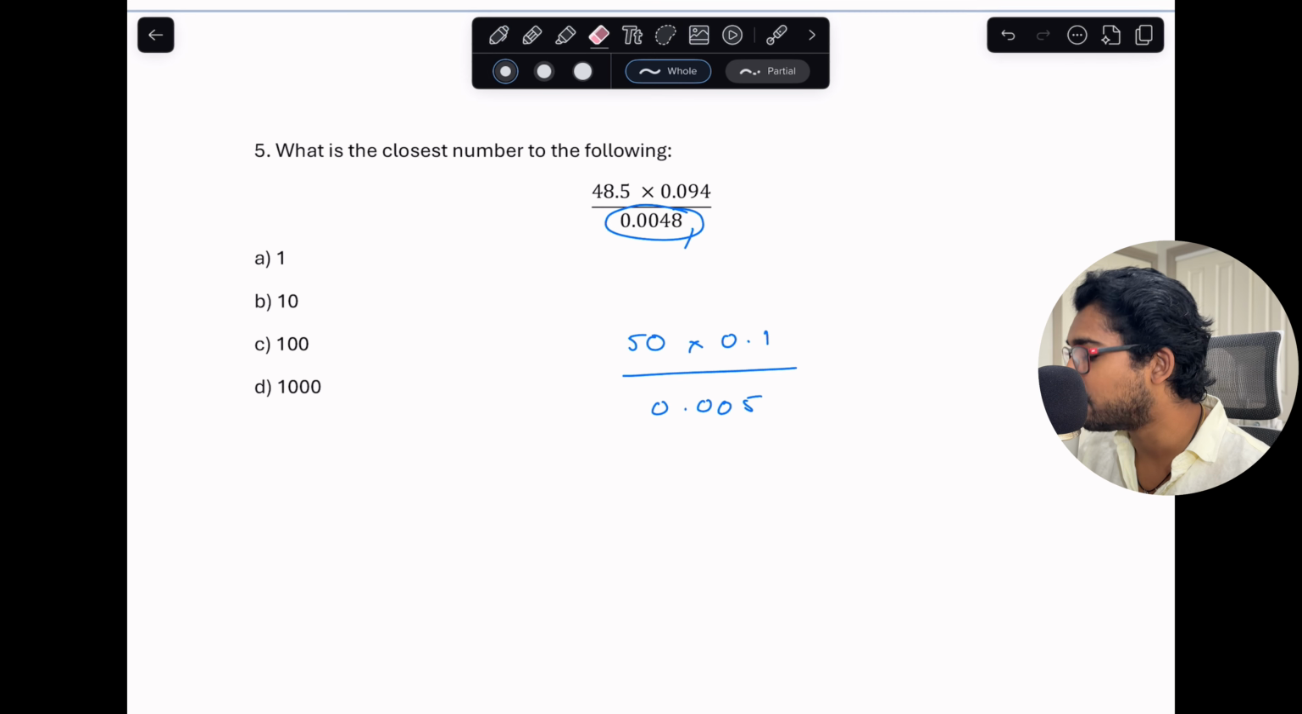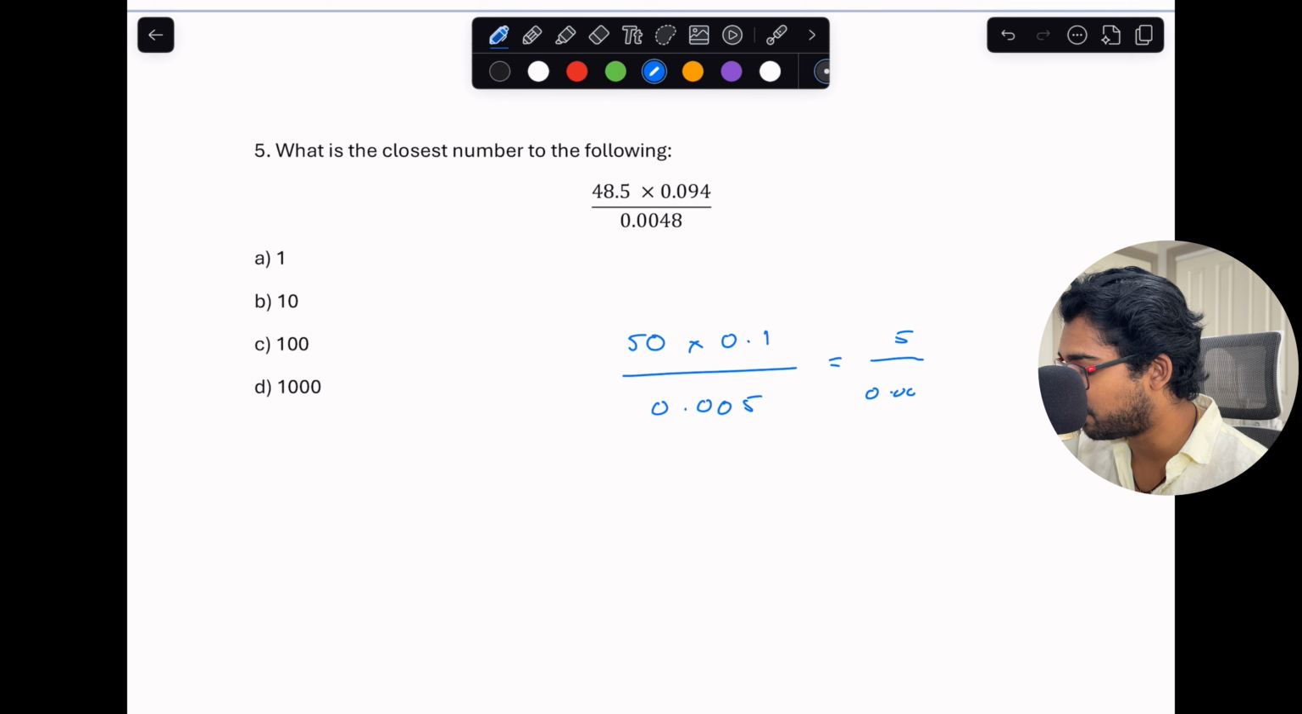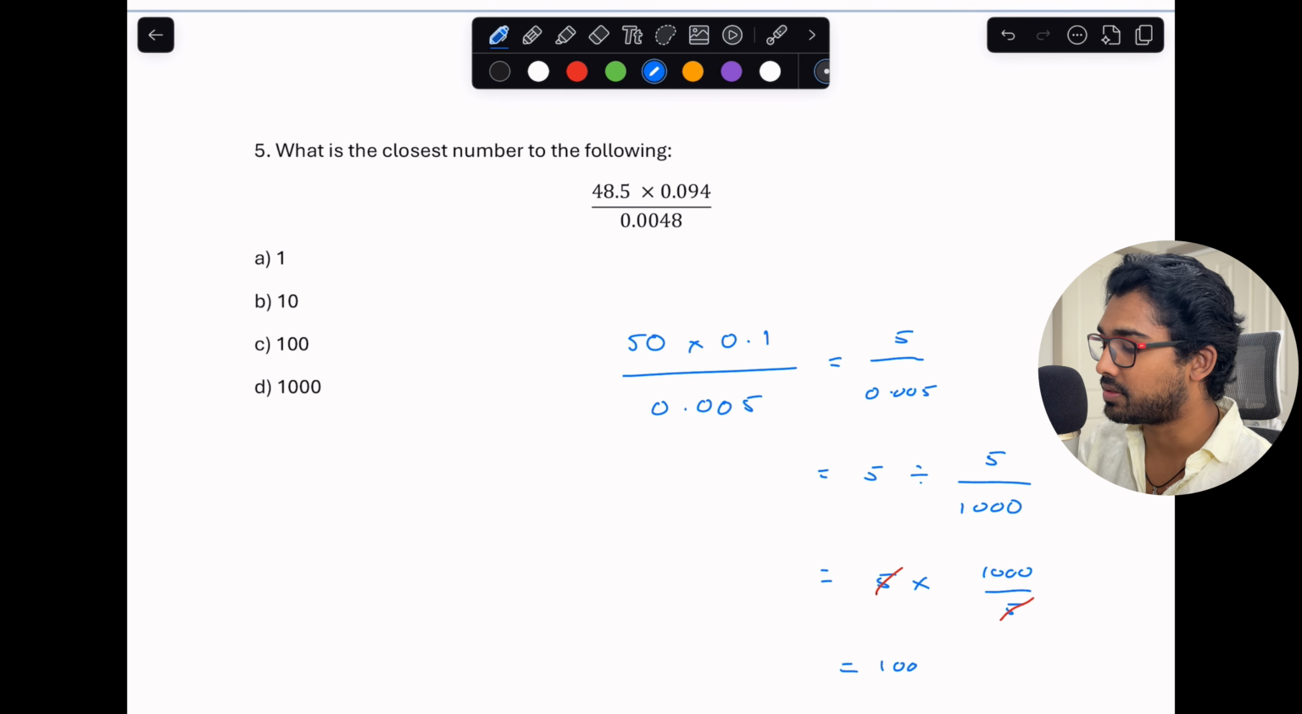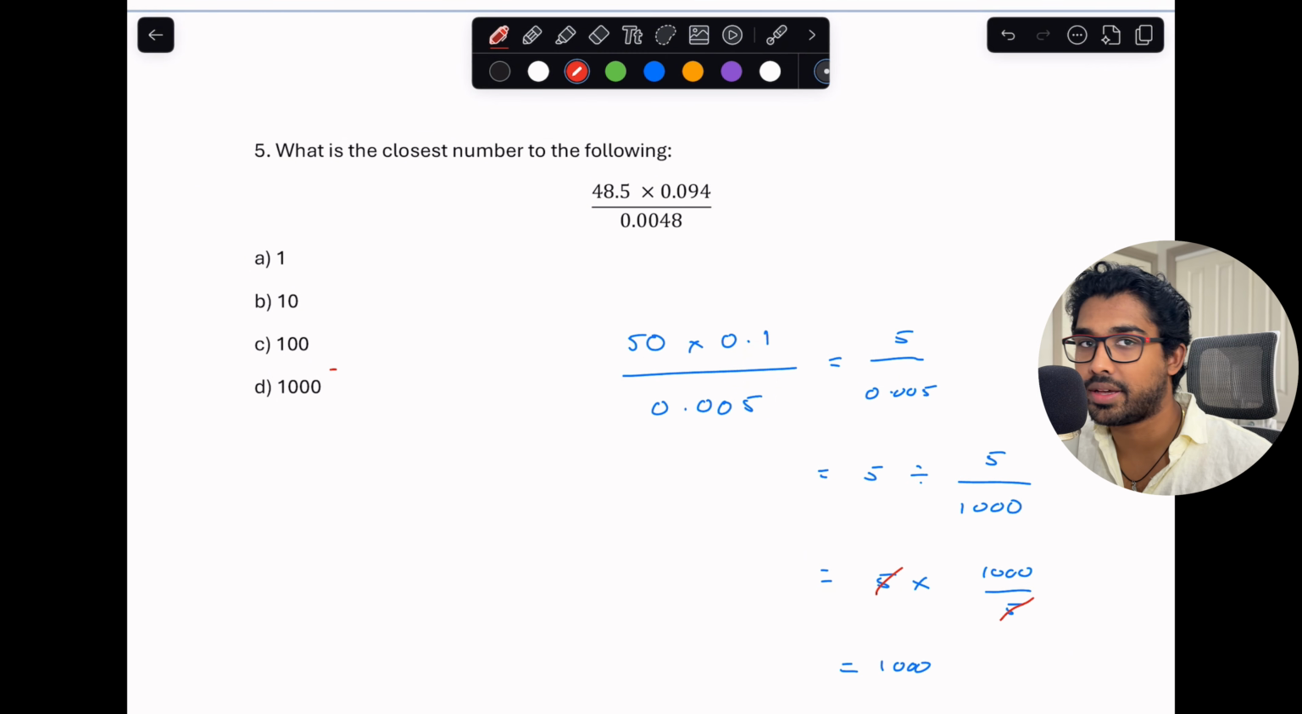Then I'm going to solve this. So this is going to give me 5 in the numerator divided by 0.005. You can write this as a decimal or as a fraction if you're not the most confident. So you can say this is 5 divided by 1000. Flip and multiply. Cancel, you just end up getting 1000. Okay? So the final answer for this guy is just 1000.